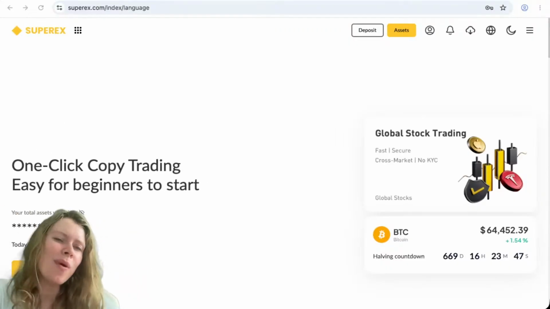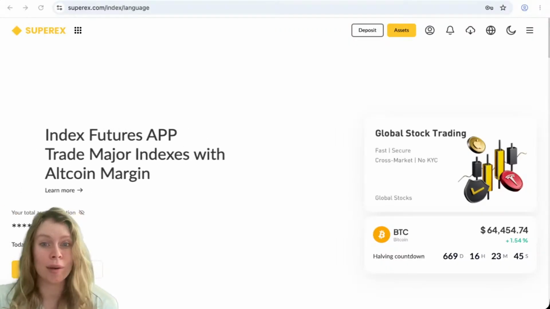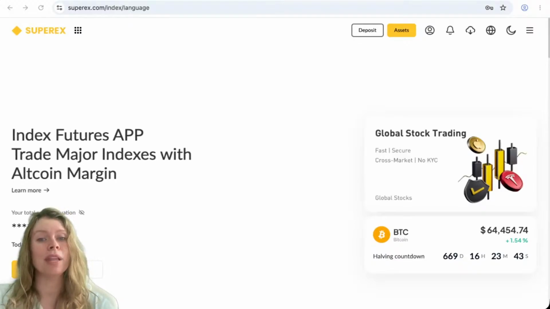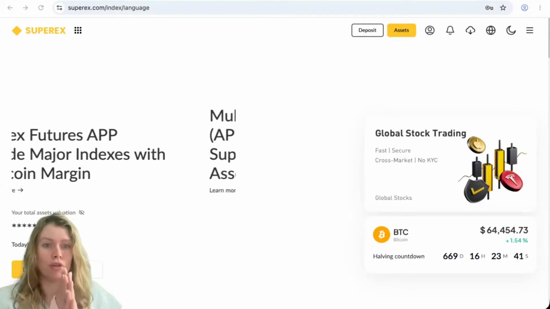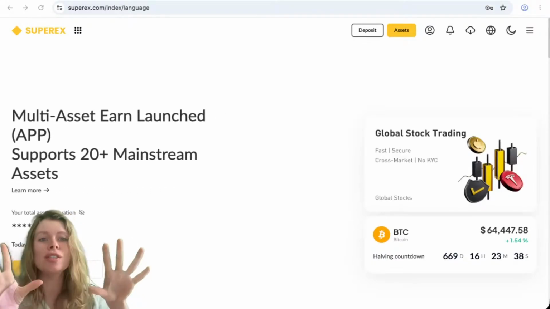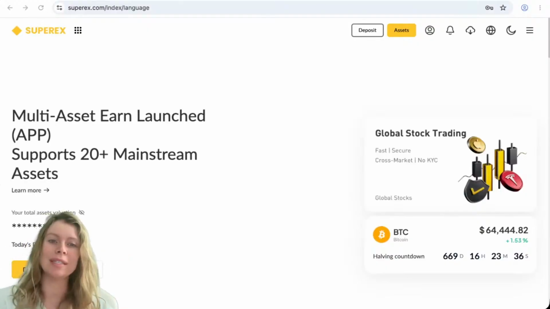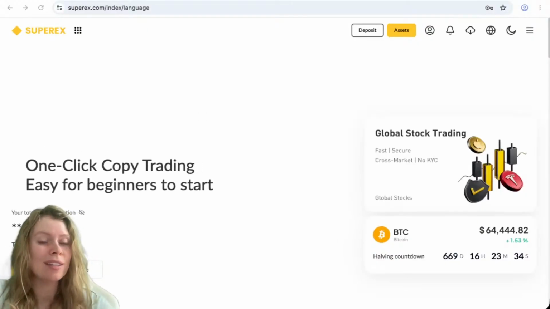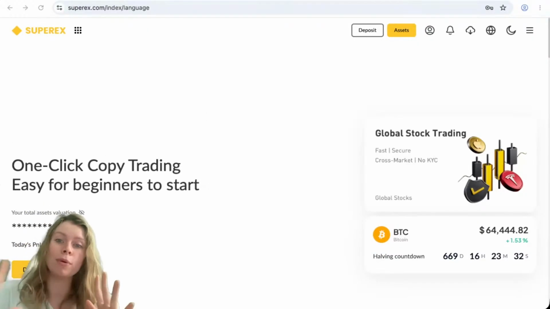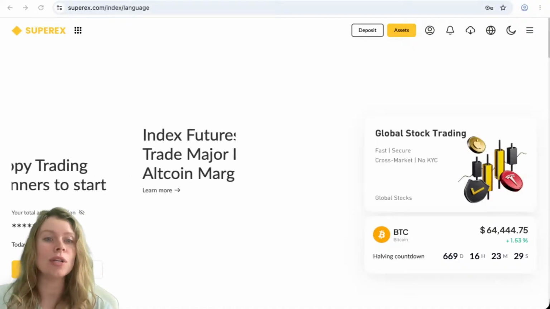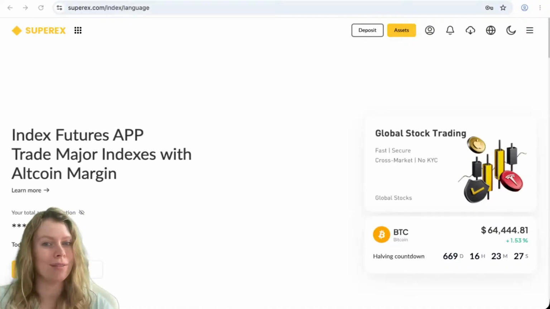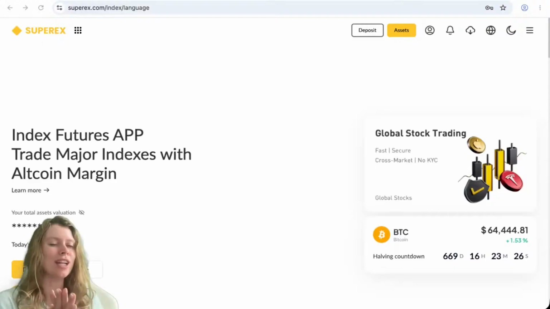What if I told you there was a way to make money on crypto futures without ever placing a trade yourself? No charts, no leverage decisions, no 3 a.m. liquidations. Today I'm showing you SuperEx Copy Trading, where you pick a top performer and the system literally mirrors their every move into your account. That's what we're going to look at today.